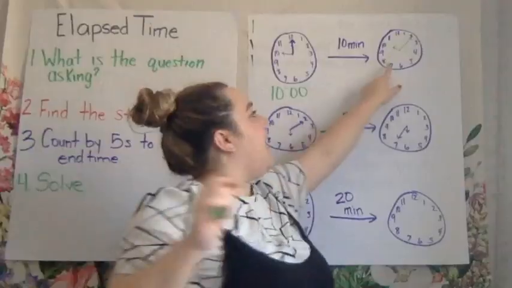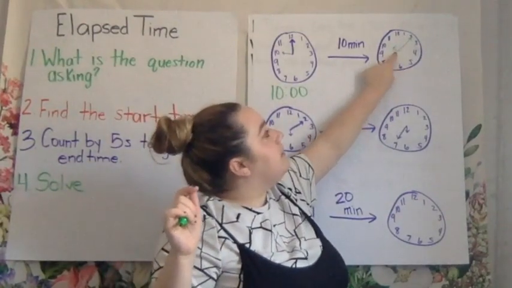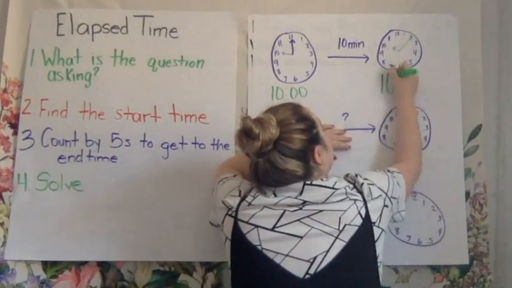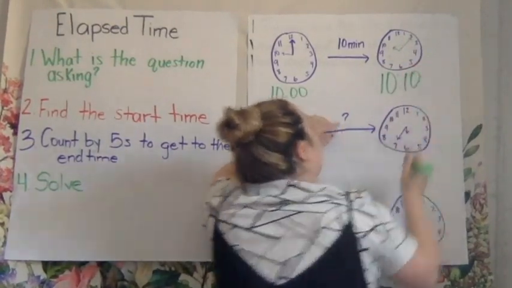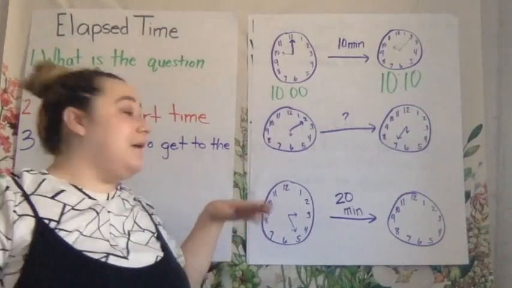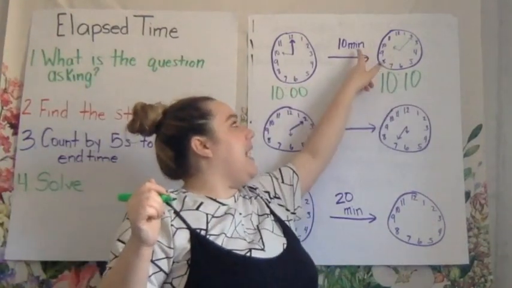What time is it on this clock? It is 10:10. So I can write 10:10. Did I answer the question? Yeah, because now I know what time it is 10 minutes later.